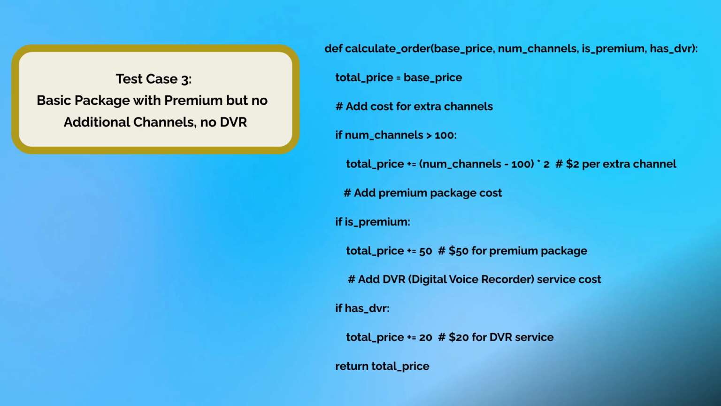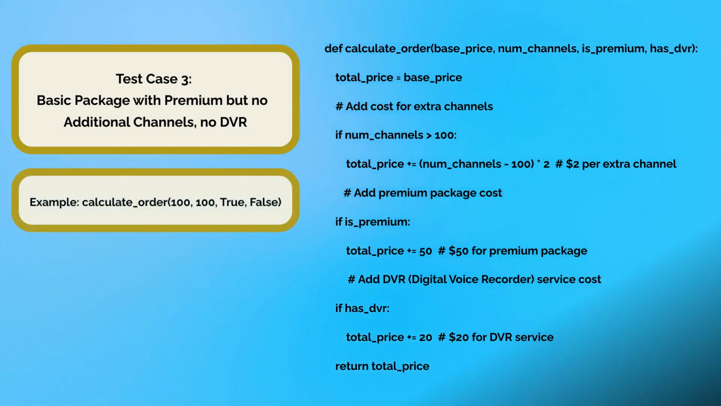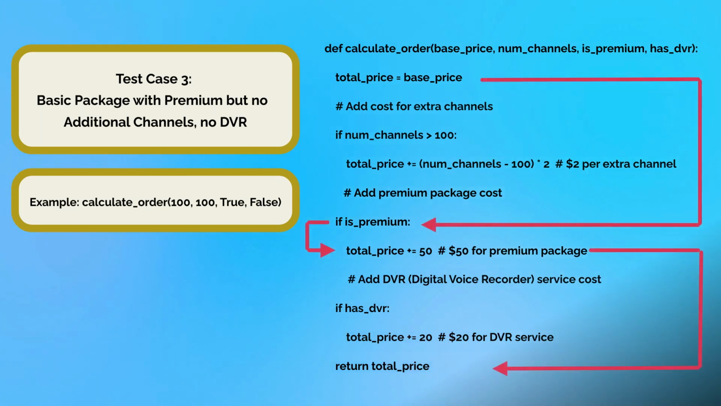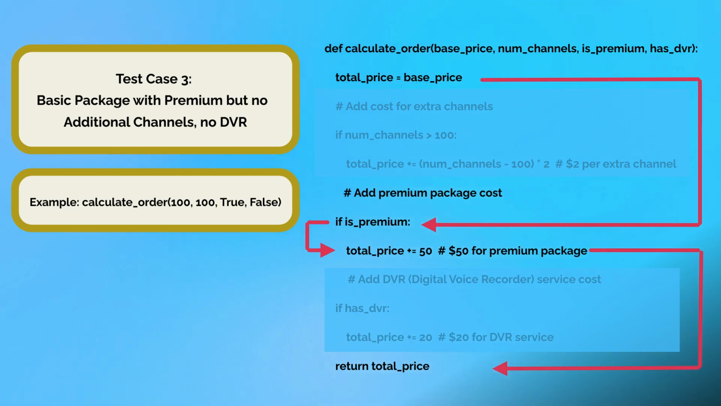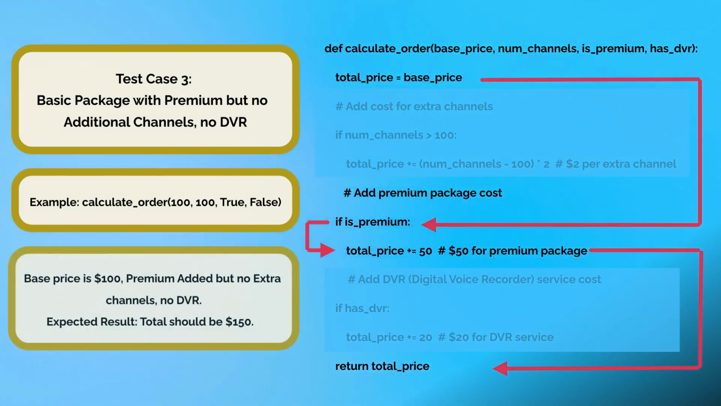Test case 3 is a basic package with premium, but no additional channels or DVR. And here is the test detail. The change to note here is that only the premium service is being added to the base package, and that's a cost of $50, and the total cost should be $150. The path taken through the code looks like this, and the rest of the code is ignored as it doesn't apply in this scenario. And of course, you would add the expected result of $150 in the test case description.